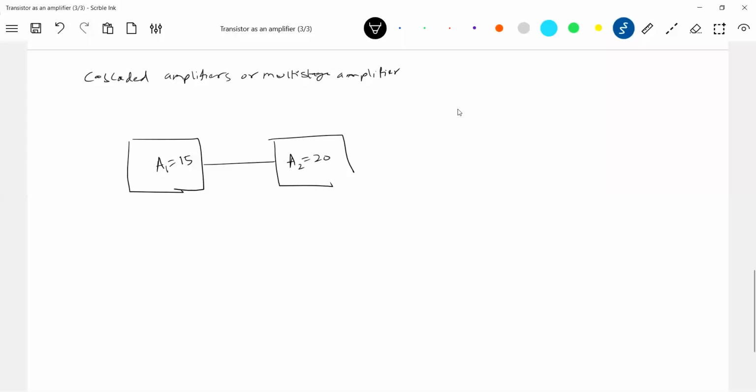Of this, let the gain be 20. Given an input signal of say 10 millivolt, what will be the final output? First the signal comes and gets inverted. It's a common emitter amplifier. This is V1. Now this will get further amplified.